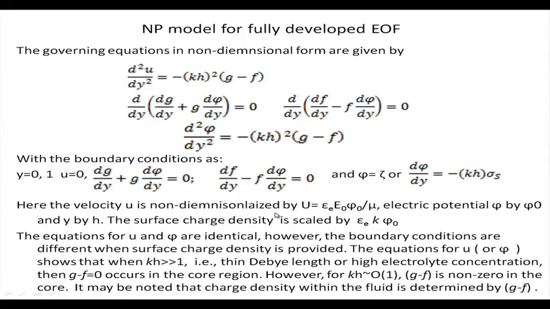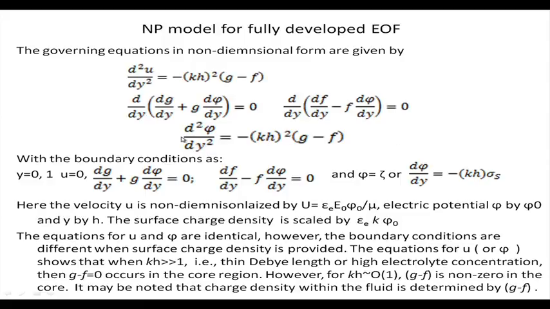Now, if you look into this equation, we find that if kappa h is very large, kappa h large means h by lambda is large. In other words, the Debye length lambda is very small. In that case, we find that g minus f vanishes. That means outside the Debye layer of the channel, we can have electroneutrality of the solution.